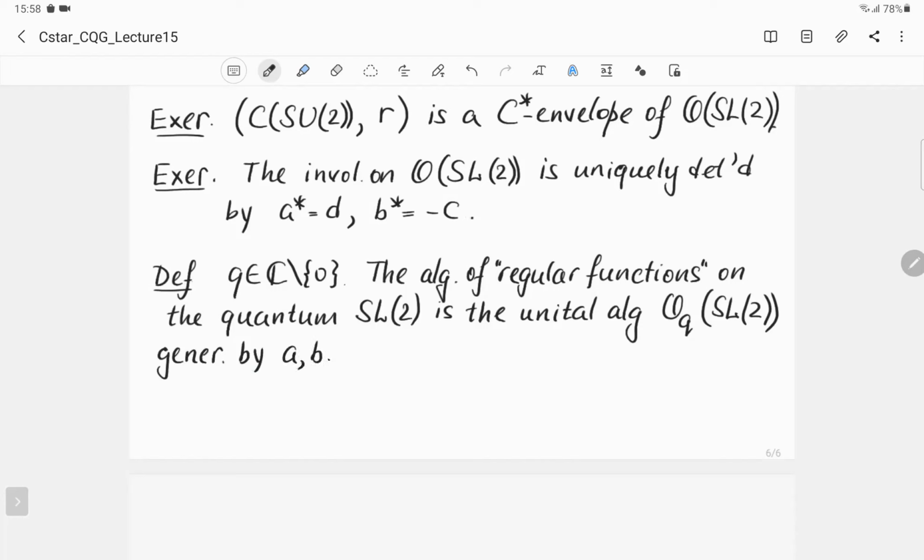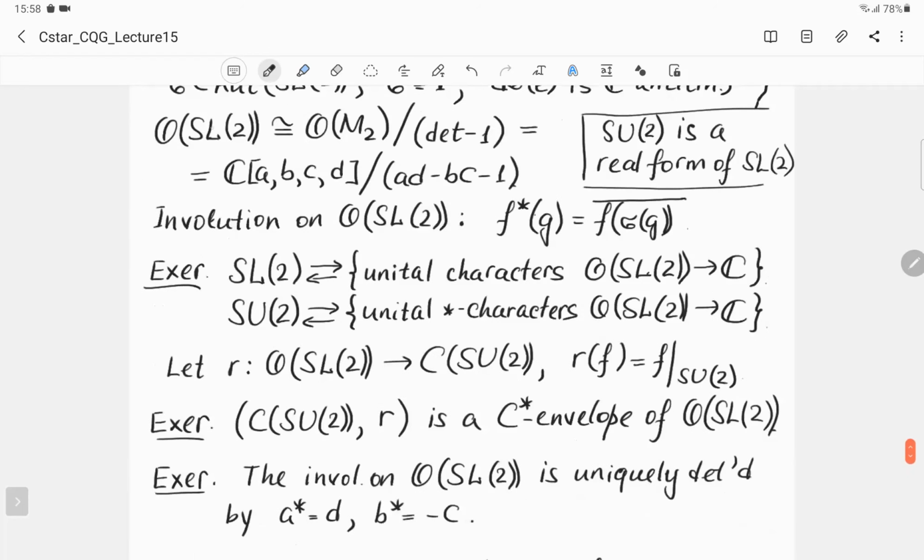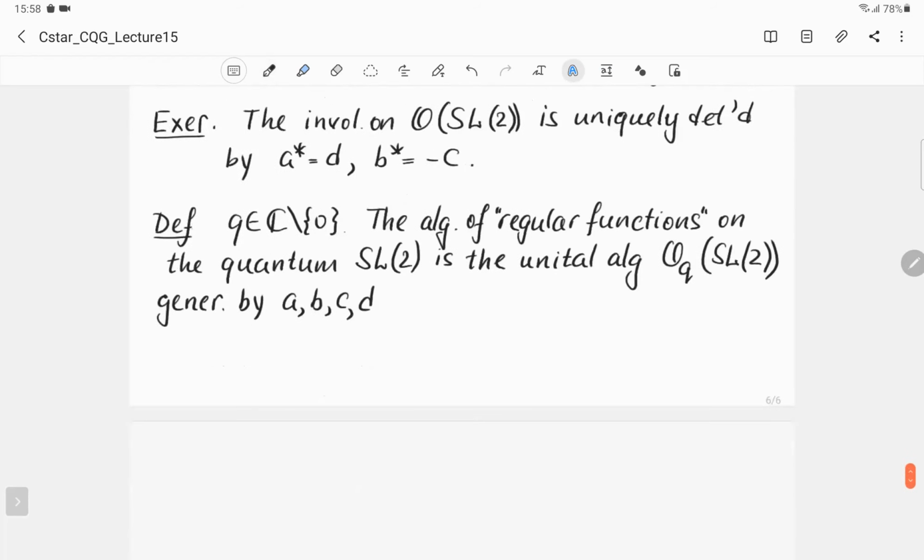A, B, C, and D, like the algebra of regular functions on SL2, that is generated by 4 elements. But this algebra is no longer commutative, and the commutation relations for these 4 elements are as follows, with the following relations.